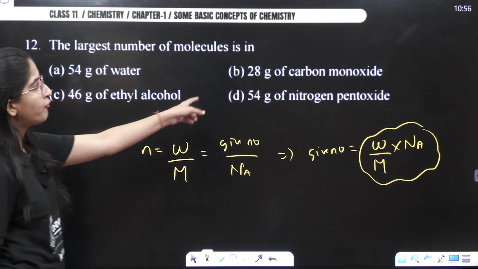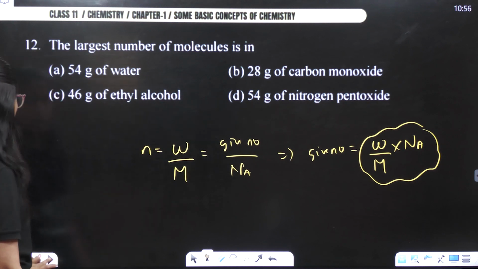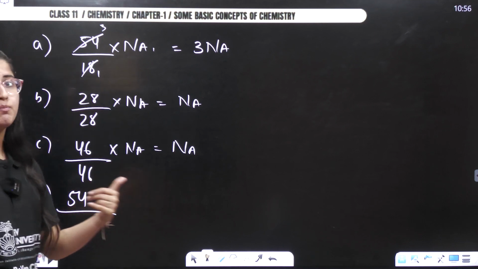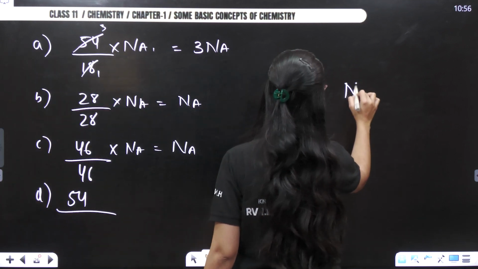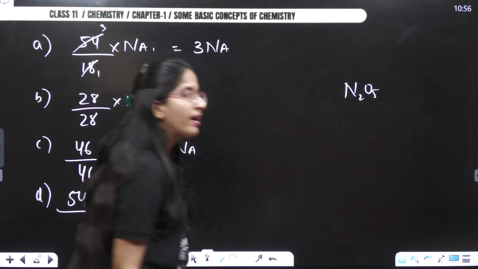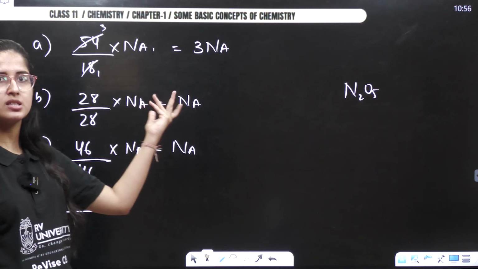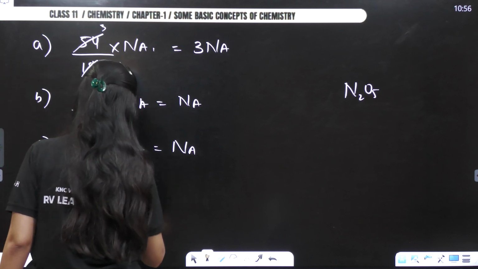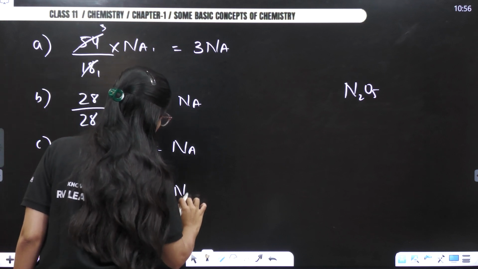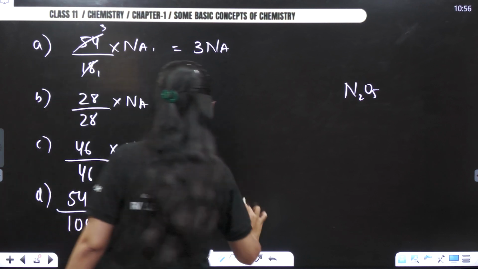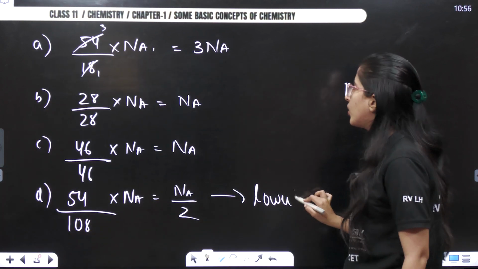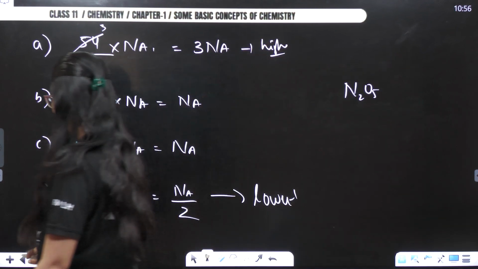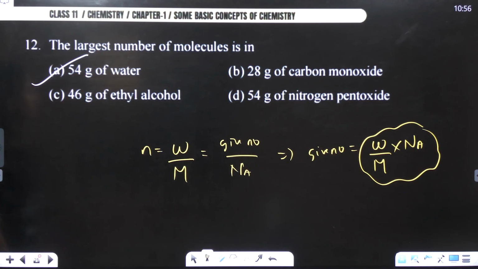Now option D, 54 grams of nitrogen pentoxide. So that is 54 grams given. Nitrogen pentoxide molecular formula N2O5. So N2O5 is nothing but 5 into 16 plus 14 into 2. It will give you 108. So it contains half of Avogadro's number. So this is your lowest number of molecules and this is your highest. So which is the correct option? Option number A will be your correct option.